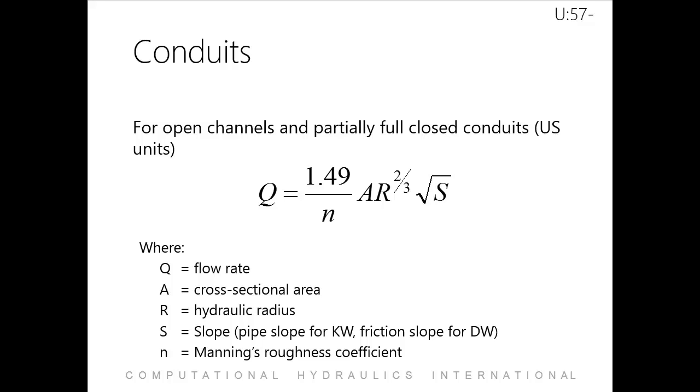In each conduit, SWM uses the Manning equation to express the relationship between Q, the flow rate, A, the cross-sectional area, R, the hydraulic radius, S, the slope, and N, the Manning's roughness coefficient. The slope S is interpreted as either the conduit slope or the friction slope, depending on the flow routing method chosen.